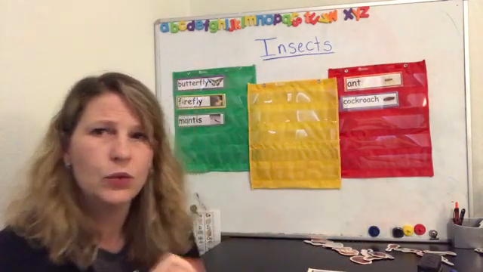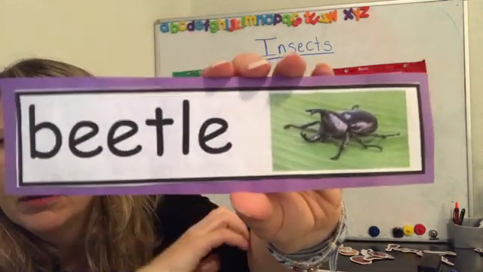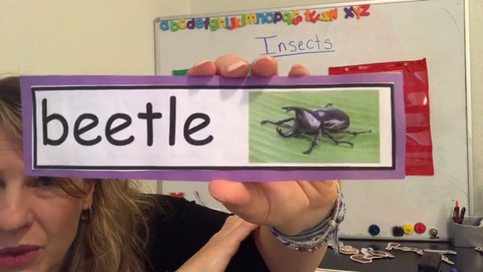All right, let's see. Ooh, this one's kind of a cool one. This is called a beetle. If you look at the beetle, he's really kind of cool looking.